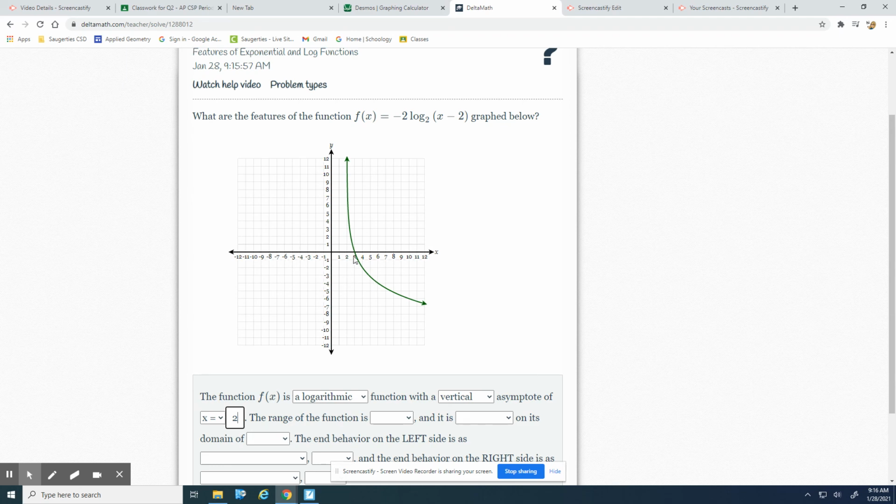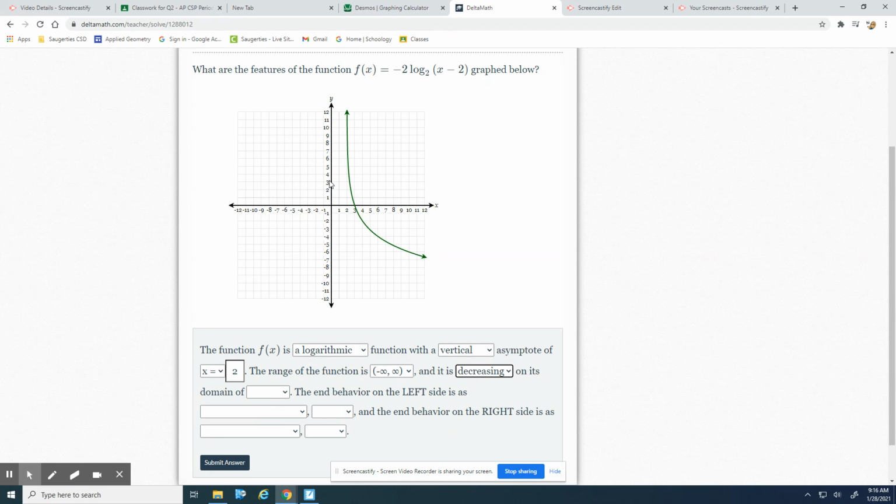The range, logarithmic functions are negative infinity to infinity with their range. They have no horizontal asymptote cutting them off at any point. So this range is just negative infinity to infinity. This graph from left to right is decreasing. Its domain, since we have this vertical asymptote, the x's start just after 2, okay? And they go forever this way, so 2 to infinity.